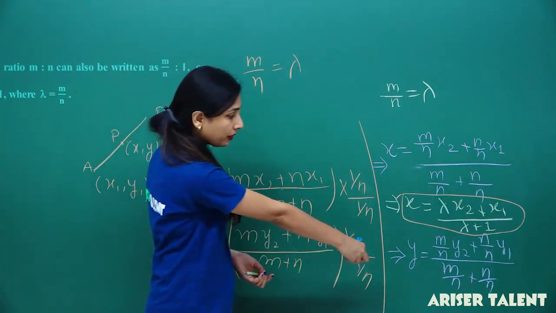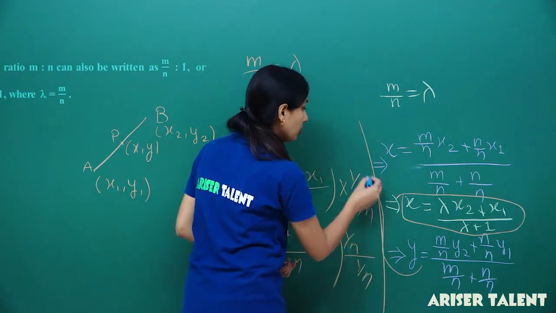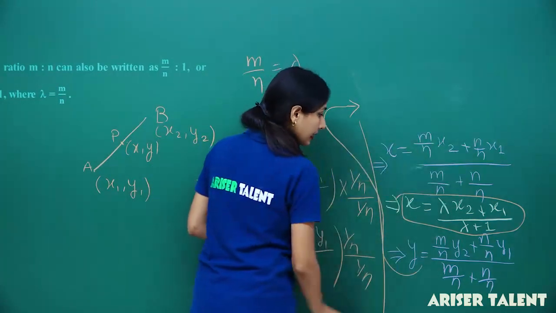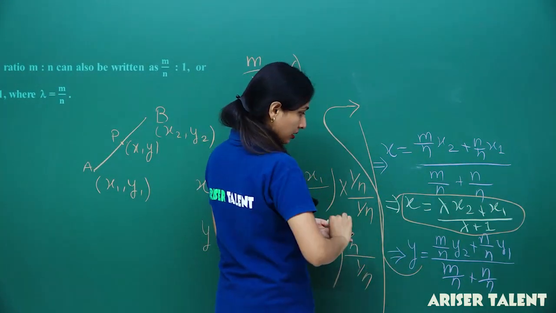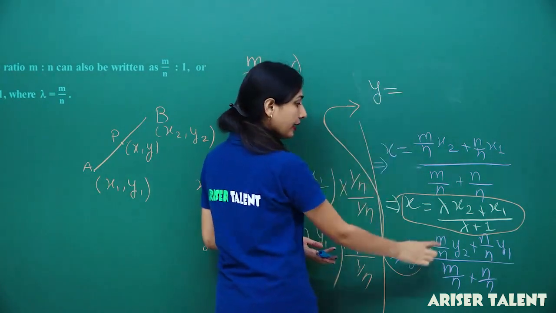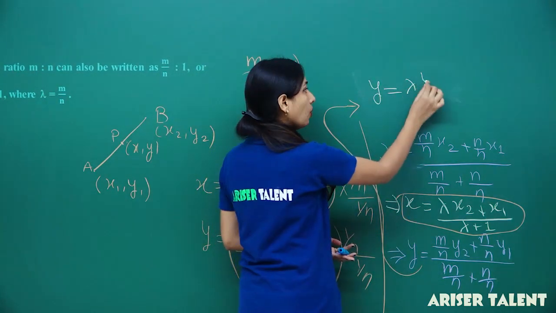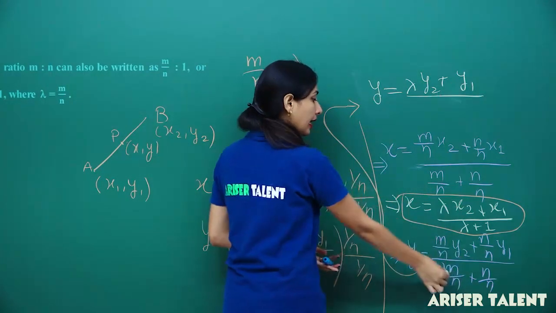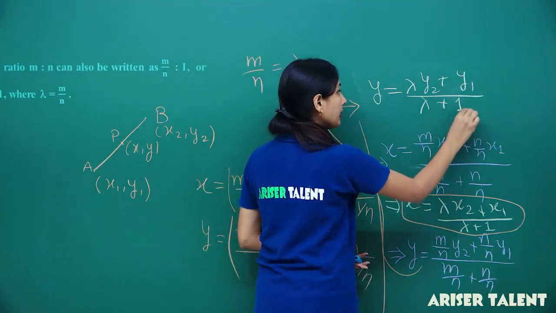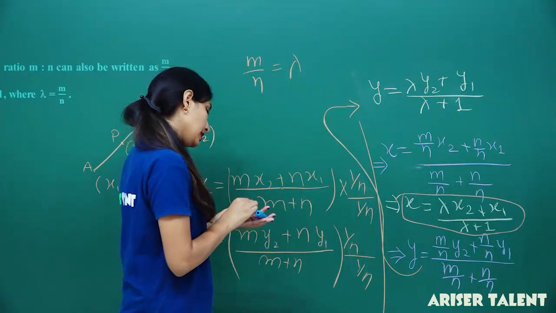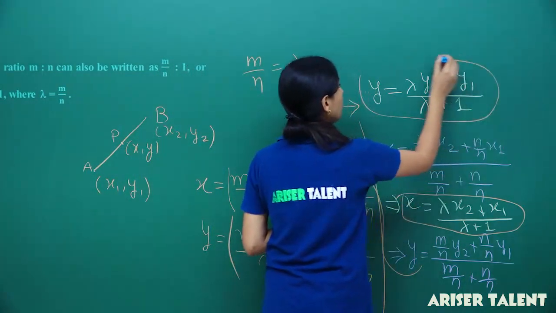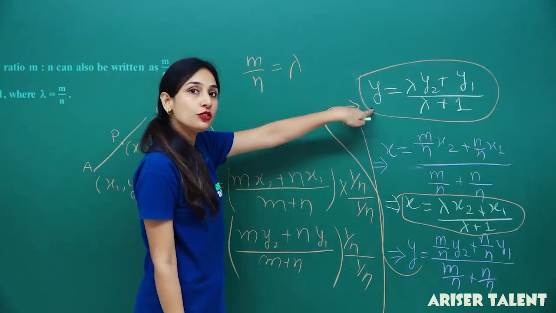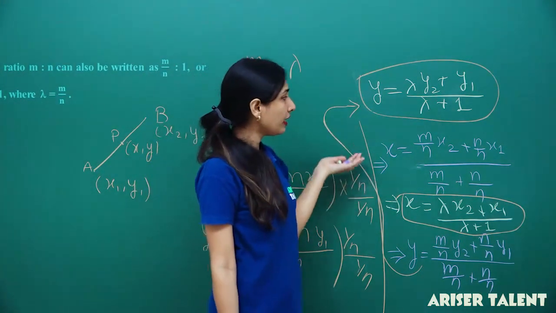Now, if I talk about y, that will be y equals to m by n, that is lambda y2, plus n by n, which is 1, and then y1, upon m by n, that is lambda, plus 1 again, right? So this is the value of y, this is the value of x here, and this is the value of y here. Now, what will we do? We will just check whether we are doing it correctly or not.